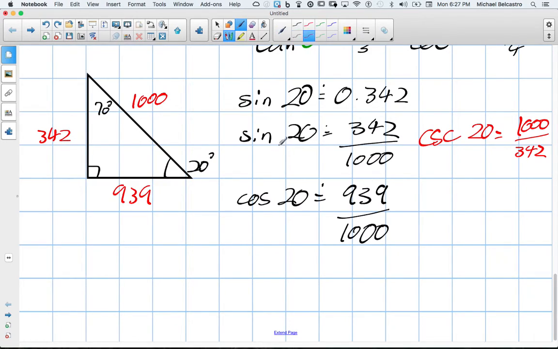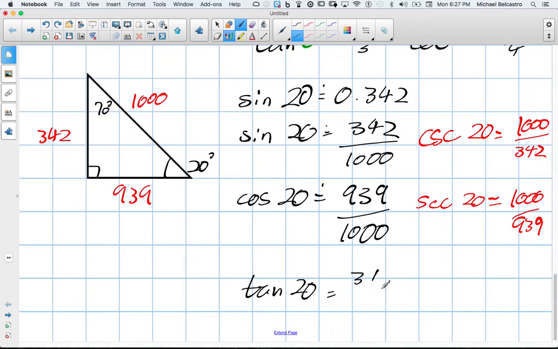So with that being said, if that's cos, then secant 20 is approximately, again, 1,000 over 939. It's going to catch up. Sorry, it's lagging there. And then finally, that means tangent 20 degrees, opposite over adjacent, would be 342 over 939, which means cotangent 20 is approximately 939 over 342. This is just showing you a possible set of answers, right?